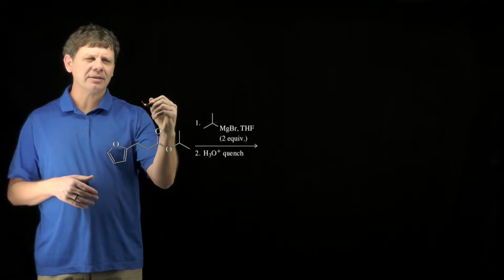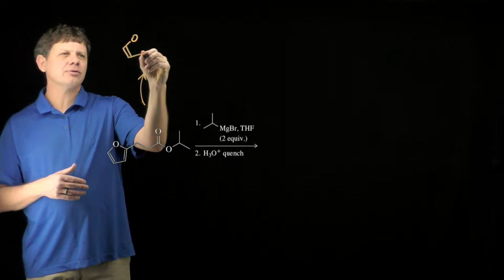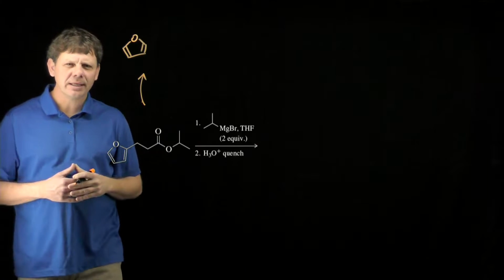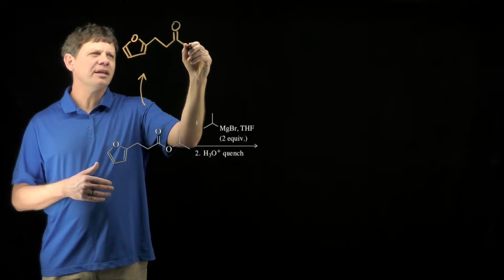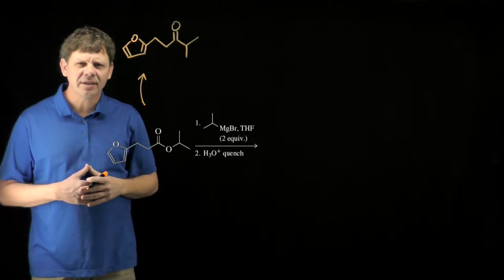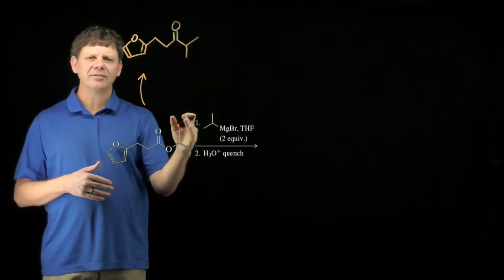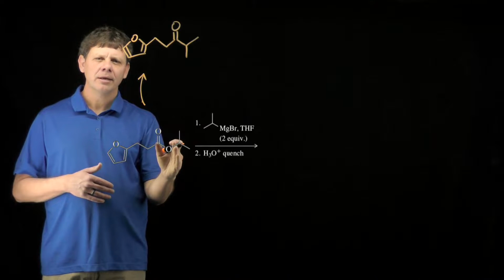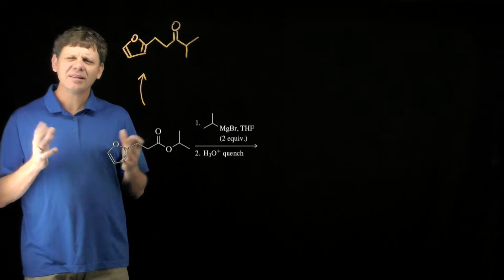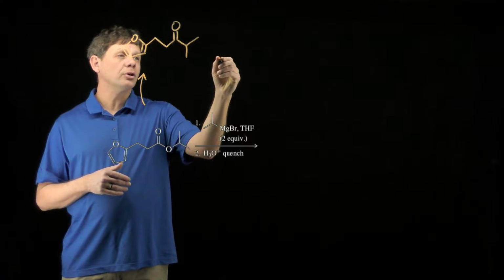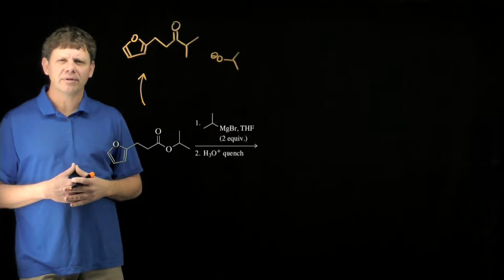I'm not going to draw the mechanism here, but when that first equivalent adds, we're going to make the tetrahedral intermediate. That tetrahedral intermediate is going to collapse to give us this ketone, at least initially. That's going to be the product of that first step. So again, the Grignard attacks the carbon of the carbonyl, pushes the electron pair up, they collapse down, kick out the good leaving group. Let's draw what that good leaving group was, because that's going to be relevant to the second part of this question.